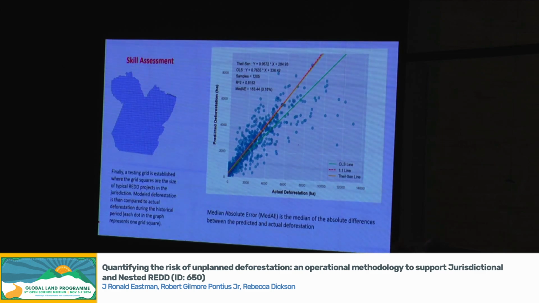But once we have that comparison, each dot here represents one of those grid squares and shows the success with which we predicted the future, all right? We then look at the median absolute error as a single index for how well the model performed. And in this case, we can see the median absolute error is 183.44 hectares. That is 183.44 out of 100,000. So that's how you get less than 1%, 0.1%, as the median error expected.